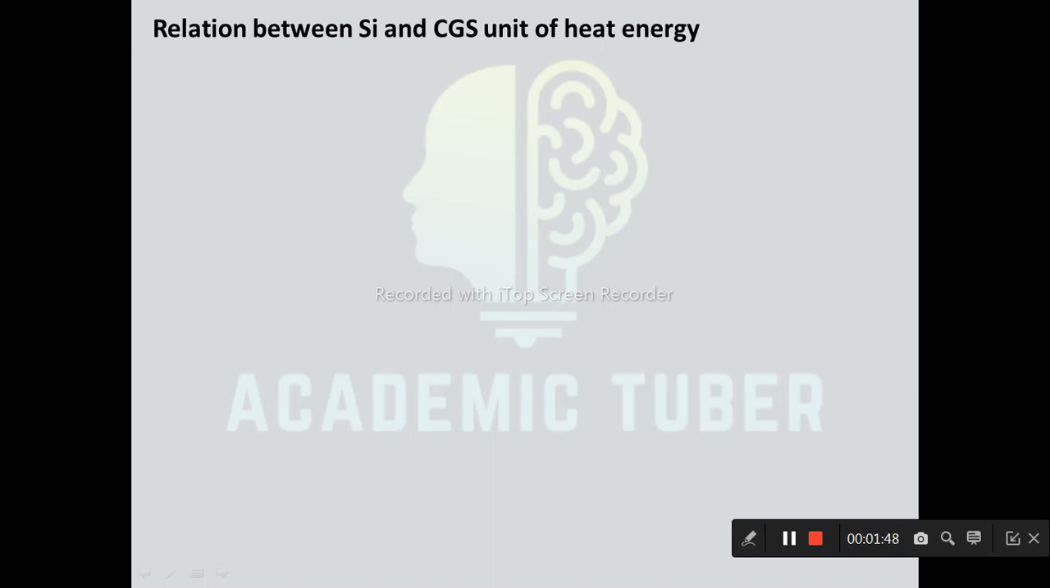Relation between SI unit and CGS unit of heat. The SI unit of heat is joule and the CGS unit is calorie, and 1 calorie is equal to 4.2 joule.